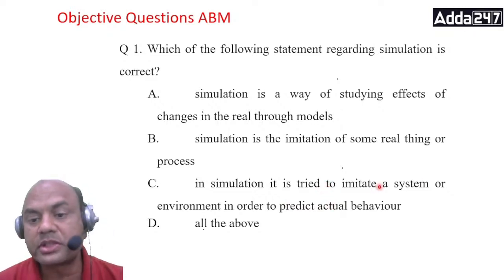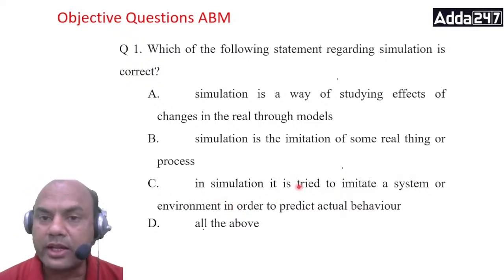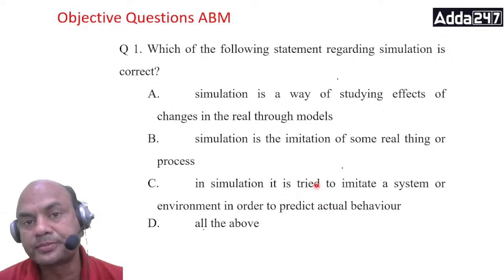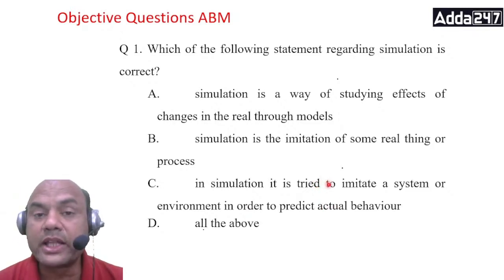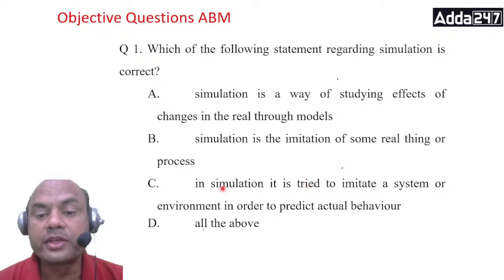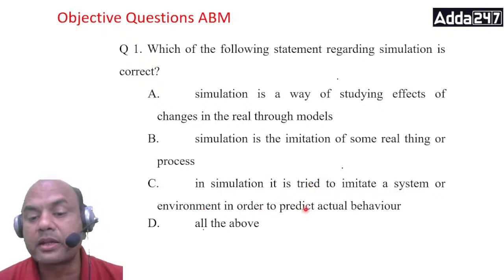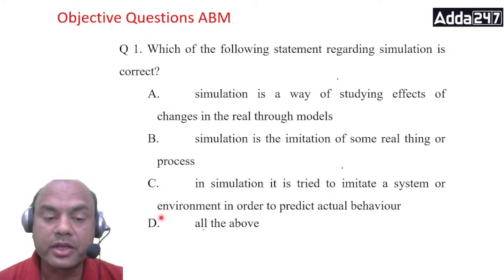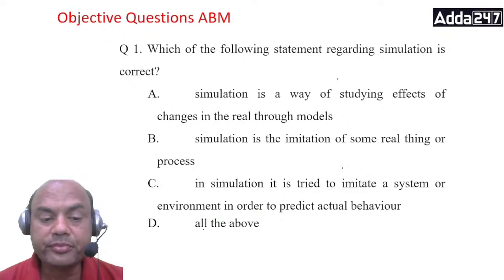Here we try to imitate a system or environment. In finance also, we use simulation. We see various scenarios, and based on those scenarios, we create the various effects of those scenarios. So in simulation, it is tried to imitate a system or environment in order to predict the actual behavior, and all of the above. So the correct answer is D, all of the above.